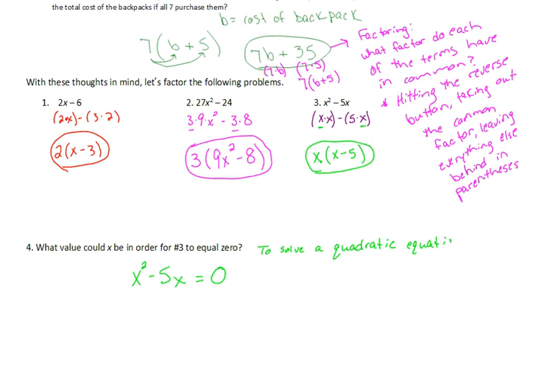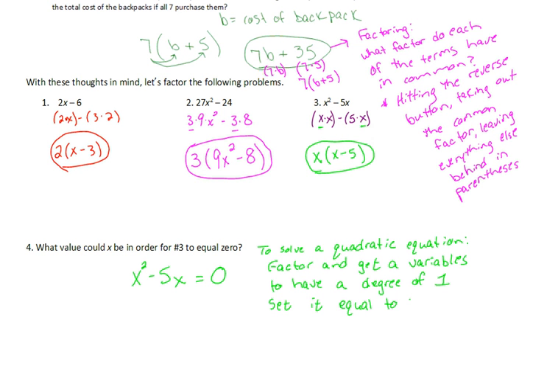To solve a quadratic equation, what are we going to do? Factor. We are going to factor and get all variables to the first degree, to have a degree of 1. Why? Because we know how to solve those. Then we are going to set it equal to 0 and solve.